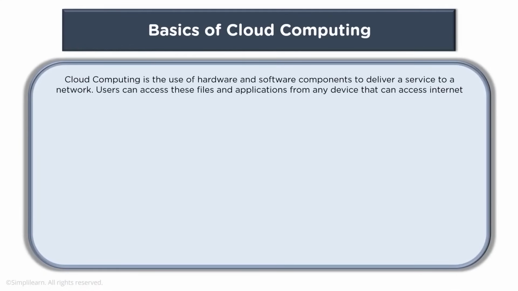Cloud computing is basically using resources which are provided by your cloud service provider, such as Google Cloud. And cloud computing basically means using hardware and software components to deliver a service on a network. Here, users can access files and applications from any device that can access the internet. So cloud computing is basically using services which are hosted on the infrastructure managed by a cloud provider. The resources which can be used may include big data services, storage options, computing options, networking options, and various other services which a cloud provider offers.